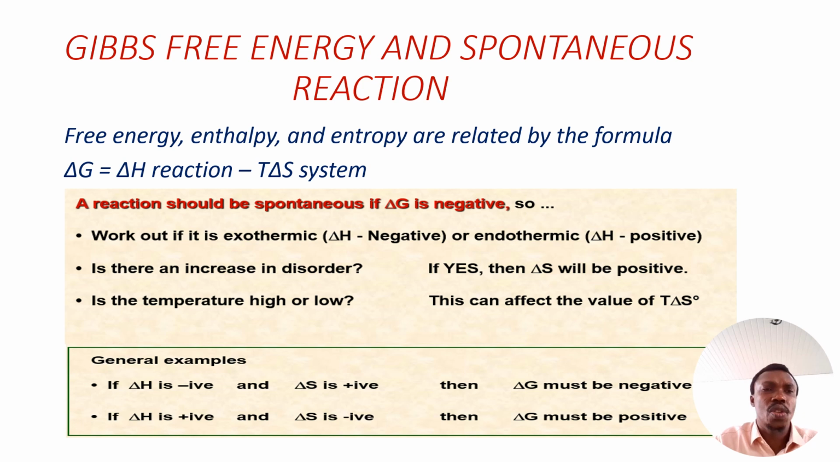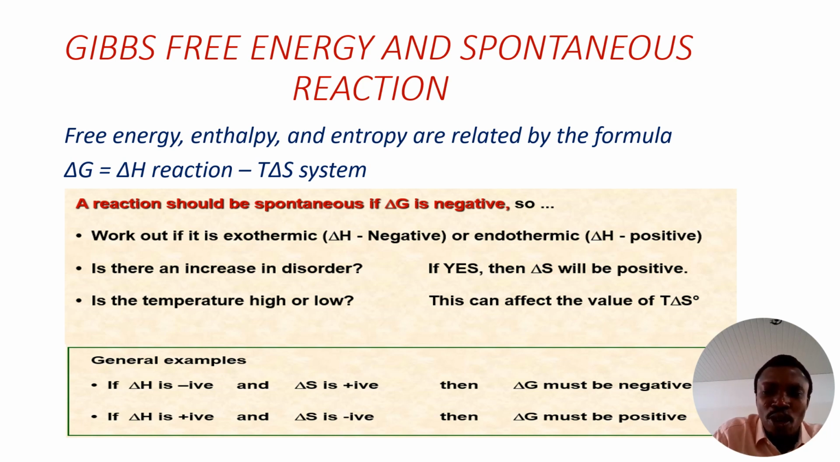So we're still on Gibbs free energy and spontaneous reactions. Free energy, enthalpy, and entropy are related by the formula delta G is equal to delta H minus T delta S system. We've established the fact that a reaction should be spontaneous if the free energy is negative. A reaction is likely to occur if delta G, which is the free energy, is negative. So whenever we are given a reaction or a system, we have to look at whether it is an endothermic or an exothermic reaction. If the reaction is exothermic, the value of the enthalpy change of the reaction will be negative. But if the reaction is endothermic, the value of the enthalpy change of the reaction will be positive.